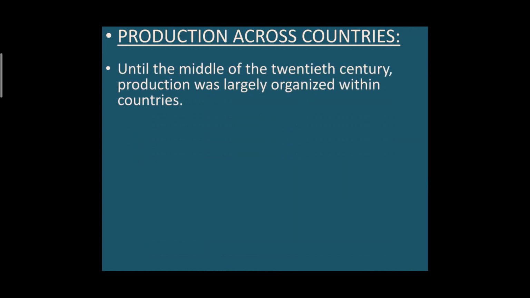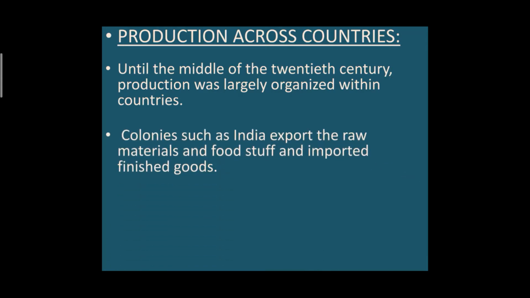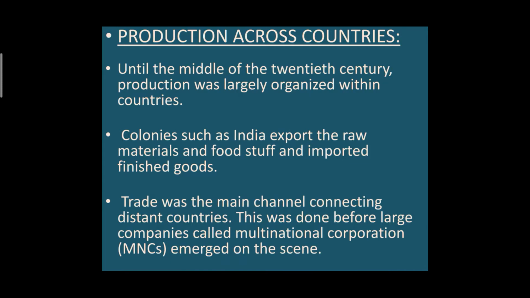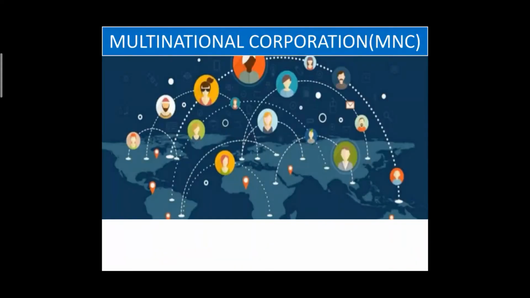So let us understand production across the countries. Until the middle of the 20th century, production was largely organized within the countries. Countries were trading only limited items such as raw materials, foodstuff, and finished products. Trade was the main channel to connect the countries across the globe. Sooner or later, MNCs started to operate, which changed the trade pattern. So what is that? Multinational corporations, MNCs.